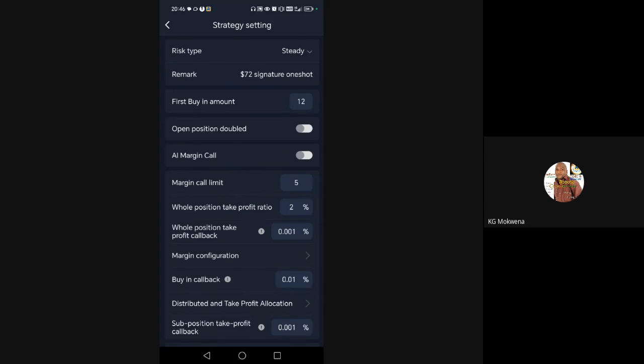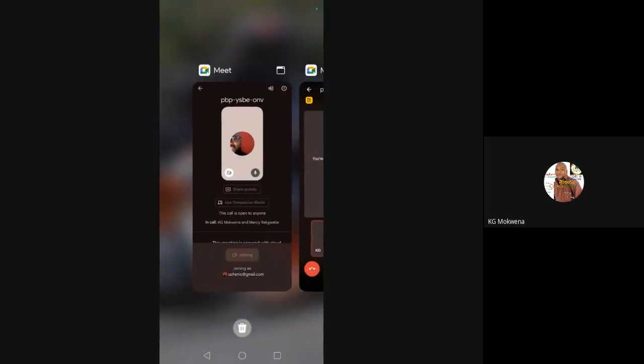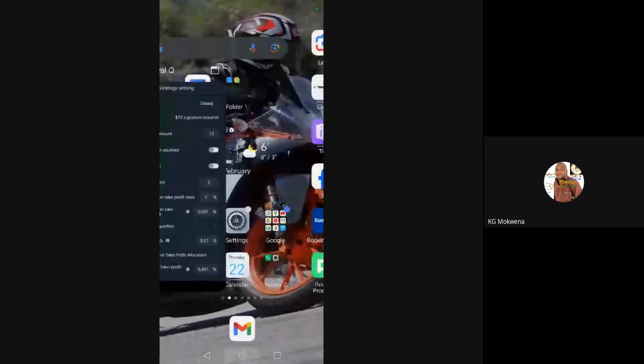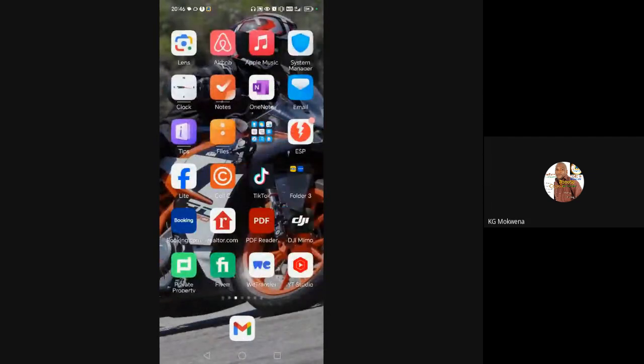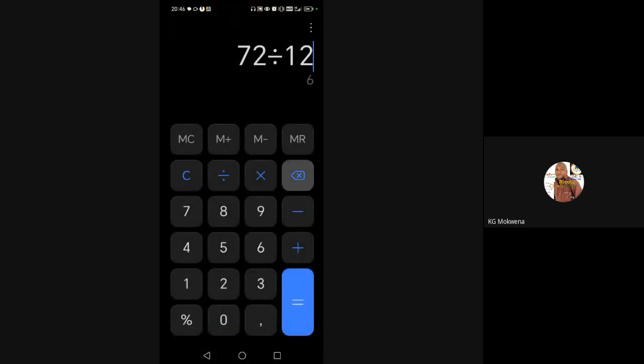So can you please go to your calculator so that everybody can benefit from this exercise? We go to the calculator. We know $12 is our minimum recommended first buying amount, although you've seen we're buying with $9 on the other side. So now 38 divided by 12, let's see what we get. Yes, we're getting 3.16. Do you understand that, right? It means we can buy up to 3.16 times with the robot.